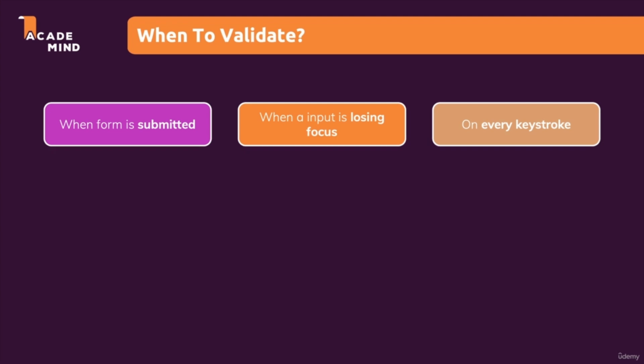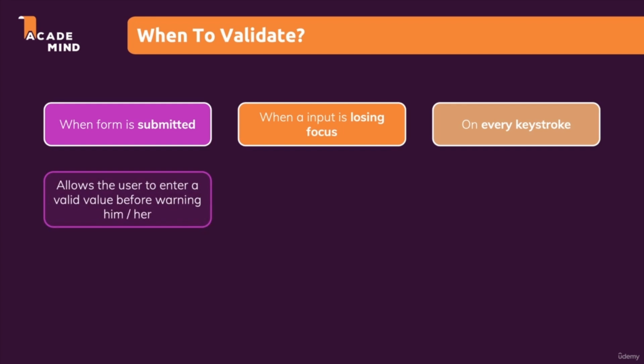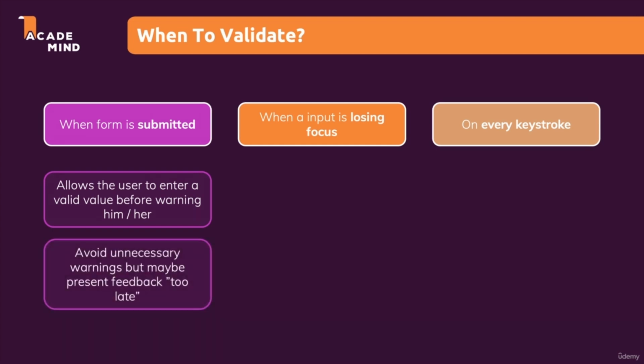Now, when you validate once the form is submitted as a whole, you, of course, allow the user to enter a valid value before possibly warning him or her. That means if the user starts typing in, let's say, the email field, you don't tell the user that the entered email address is wrong before the user even had a chance of entering one. So that's good. You wait until the user is done, and then you possibly show an error. So this avoids unnecessary warnings, but as a downside, the feedback might come a little bit too late.